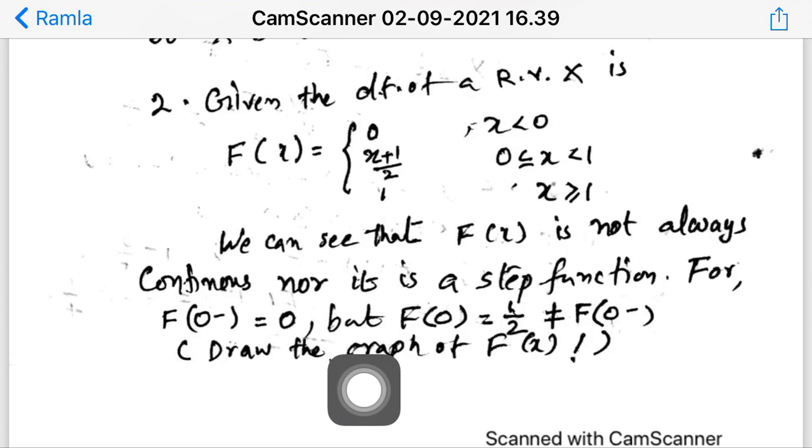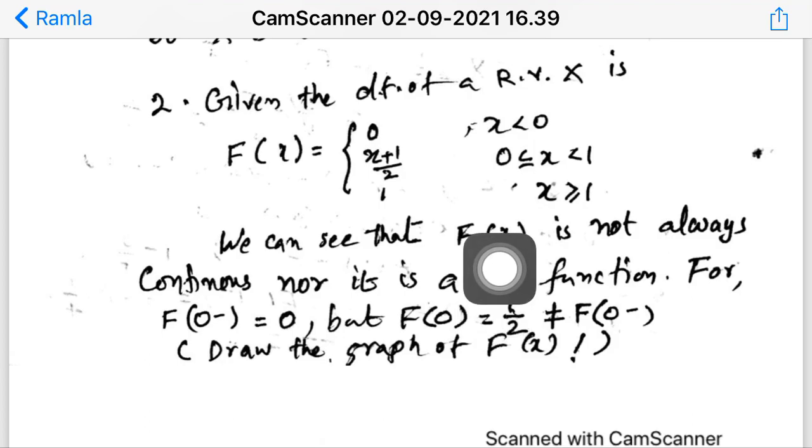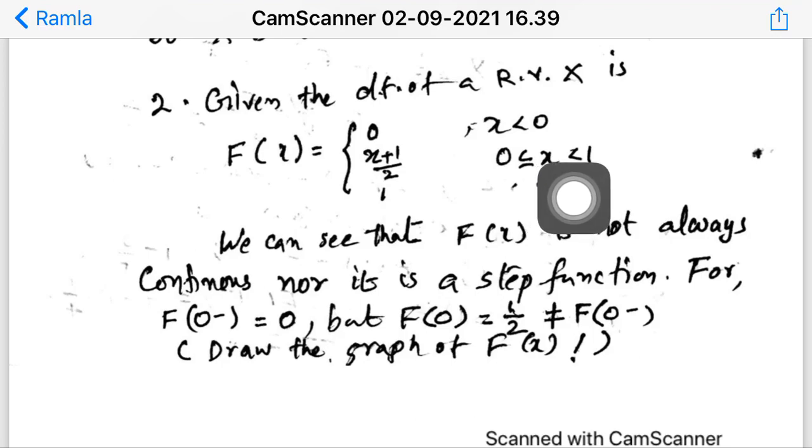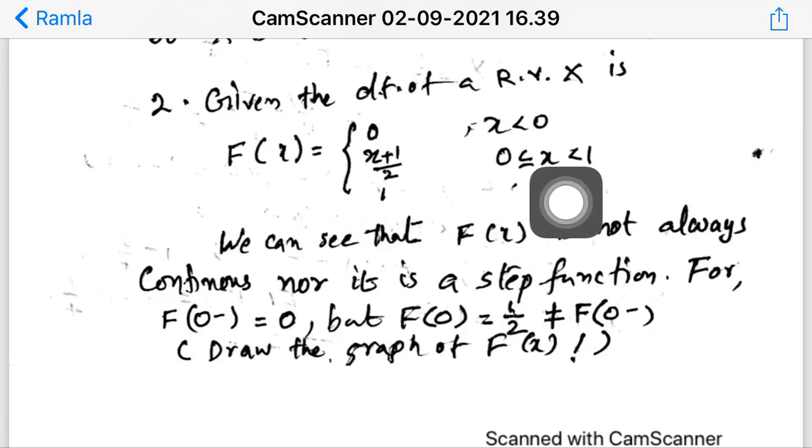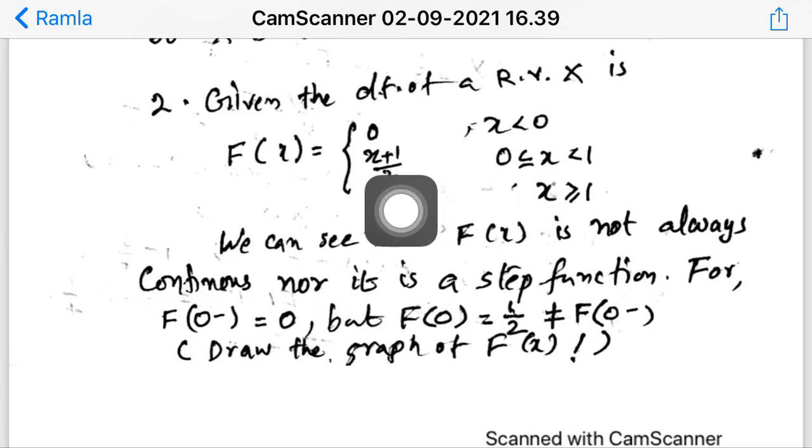Okay. But one point you have to check here is that in between 0 and 1, for various values of x, this (x plus 1) by 2 varies, and you can see that in this range throughout it is continuous. That means it is not a step function.